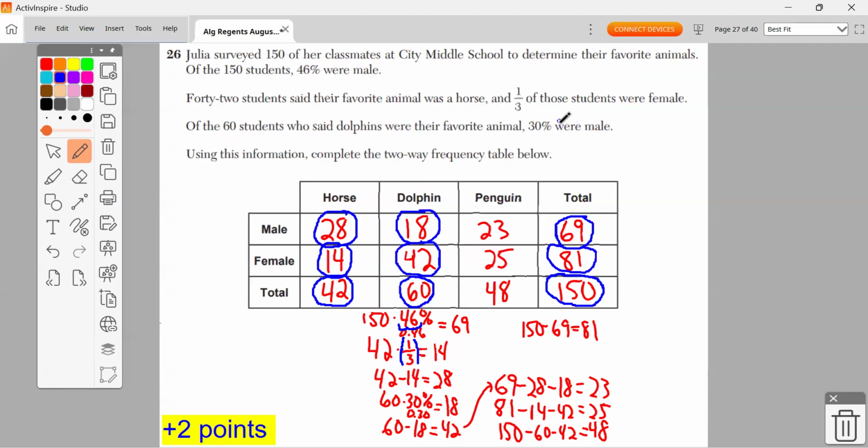Now that I have all of those, now I can use all that information to find the penguins. It doesn't say anything about the penguins, but we can use the other data in the table to figure it out. Your total, I'm going to do 69 minus 28 horses minus 18 dolphins. That's going to give me 23 penguins. 81 total females minus the 14 minus the 42 gives me 25 penguins. 150 minus 42 minus 60 gives me 48.